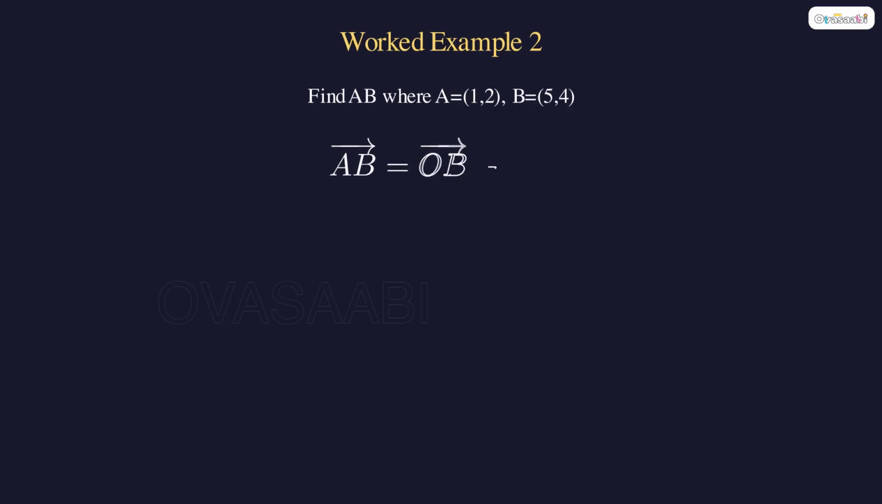Worked example 2. Find AB where A is (1, 2) and B is (5, 4). AB equals OB minus OA. So, (5i plus 4j) minus (1i plus 2j).